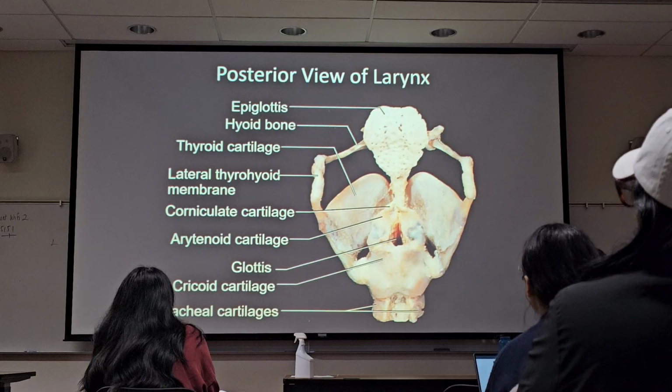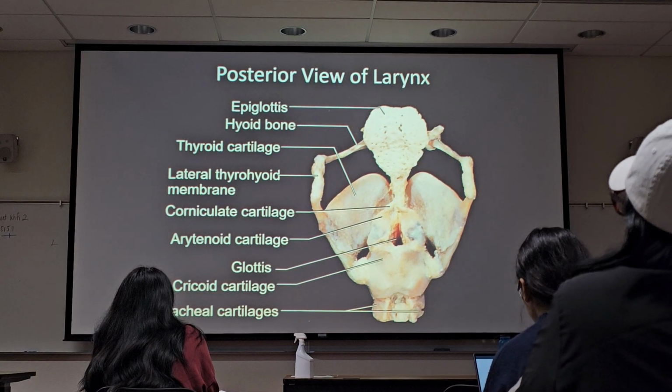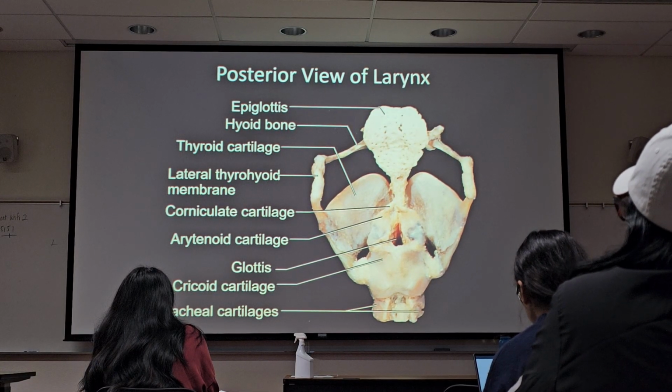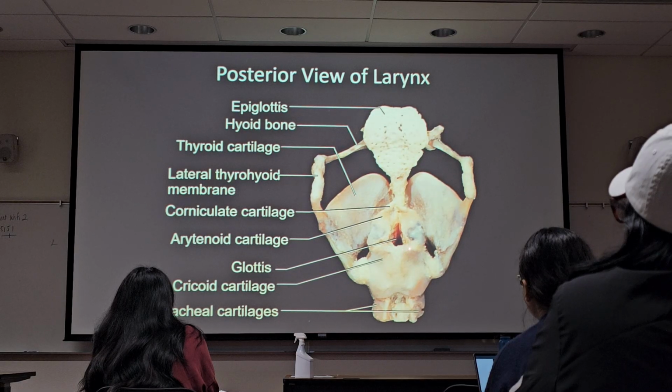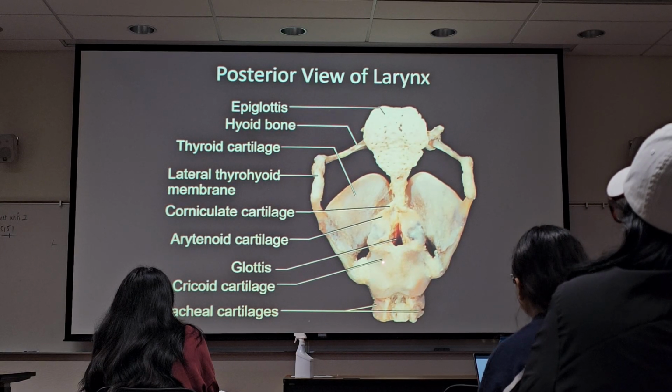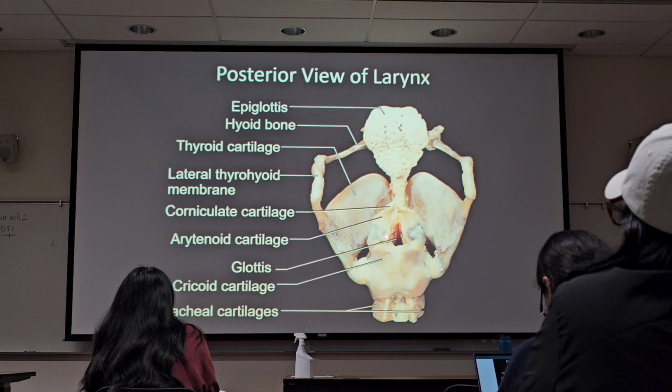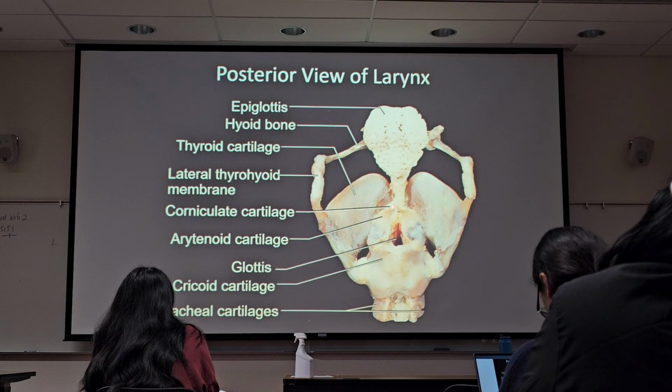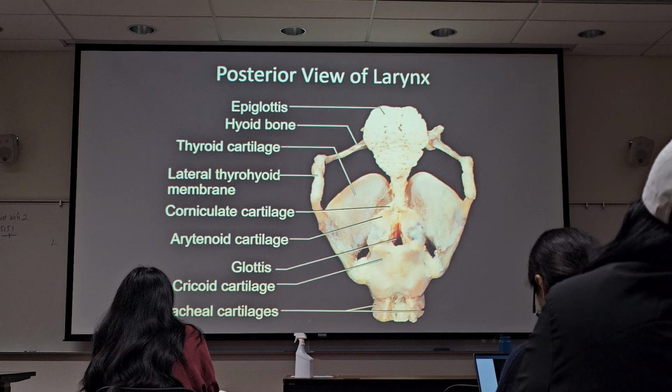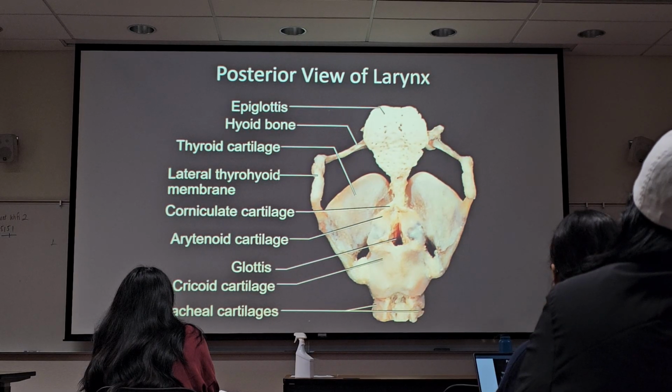Here's the actual larynx, posterior view. There's the glottis, the opening to the larynx. There's the epiglottis, the lid that closes the glottis, closes the larynx. You can see some little cartilages here: the cricoid cartilage that comes all around, the arytenoid cartilage, and the corniculate cartilage attached. Corniculate has a crown-like point, a pointy piece of cartilage.